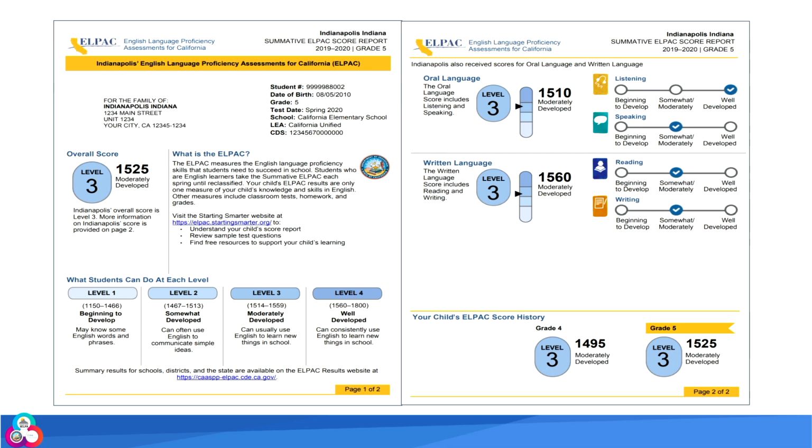But we want it to be more than a collection of numbers. What does this mean for instruction? What does this mean for the student? An overall score of 3 means what? Moderately developed. If you're looking for language to describe exactly where the student is in their English language development, the student score report will give you just that.